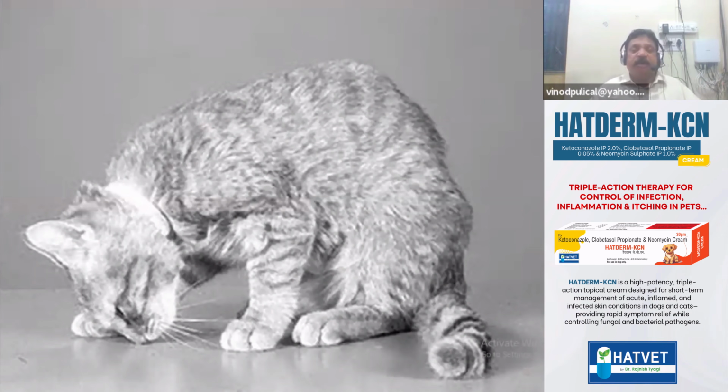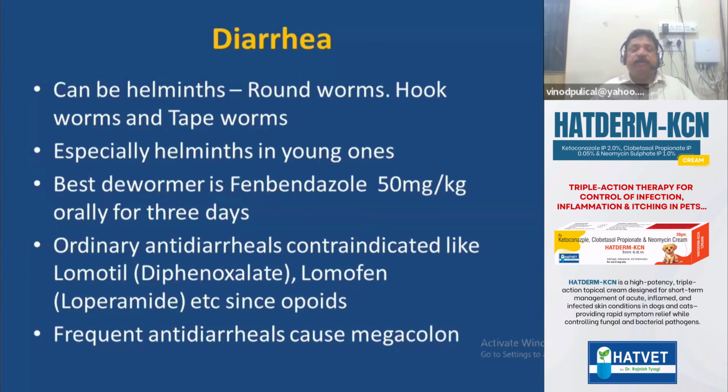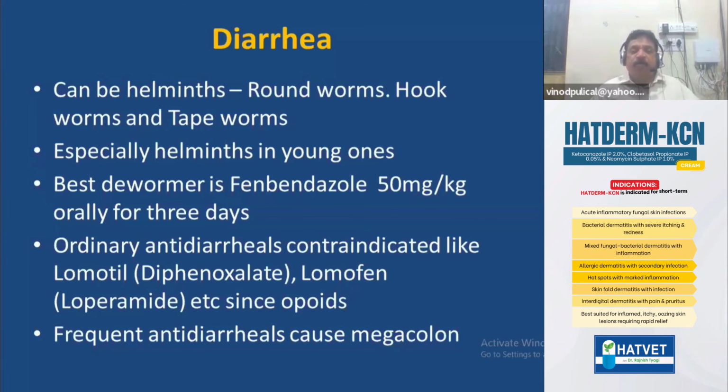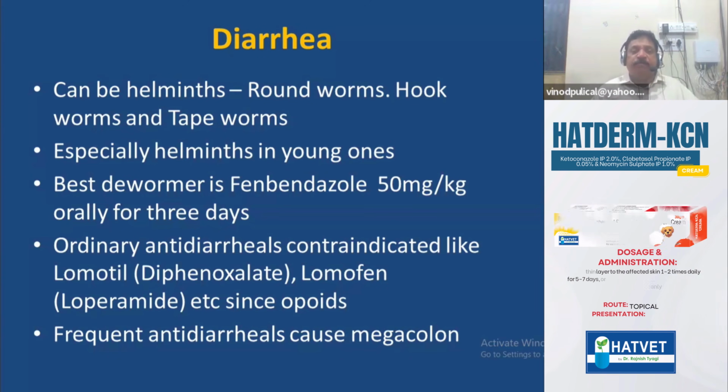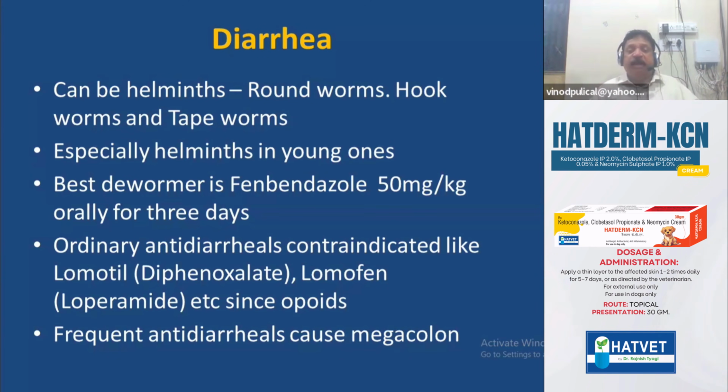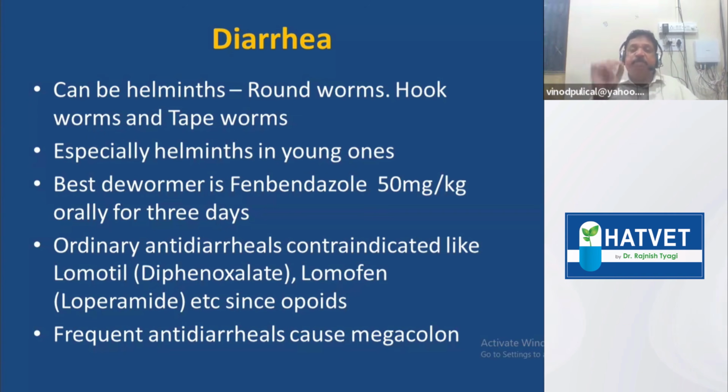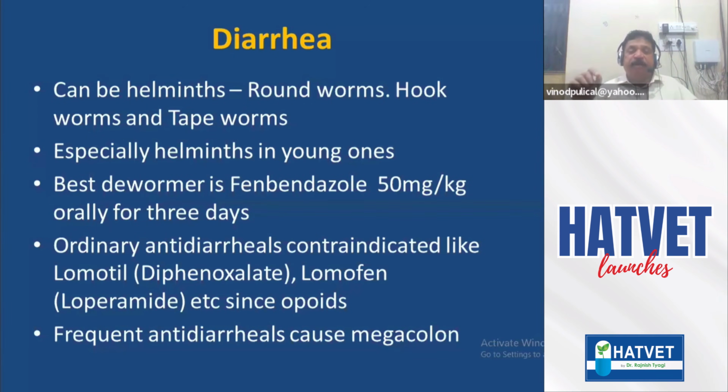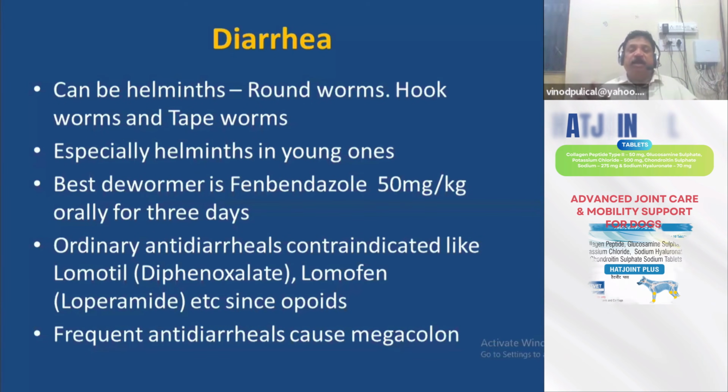Then diarrhea sometimes occurs in the cat. It again produces severe hypokalemia. It can be due to helminths: roundworms, hookworms, tapeworms, etc. Especially large amounts of helminths are found in young ones, and deworming is a must in the kitten. And the best dewormer is fenbendazole, 50 milligrams per kg orally for 3 days.